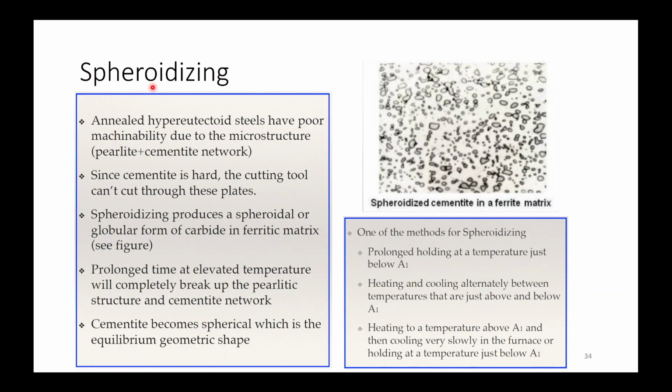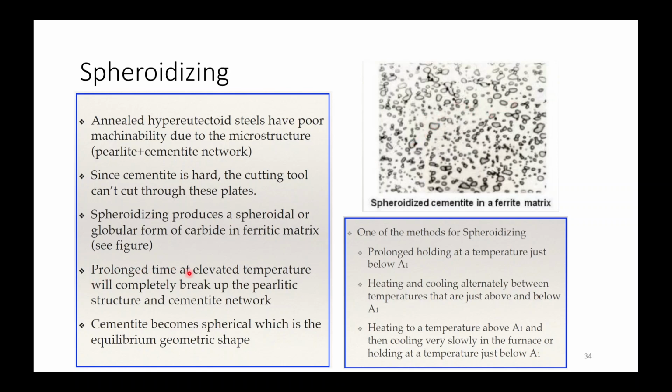Now next is spheroidizing annealing. In this case, annealed hypereutectoid steels have poor machinability due to the microstructure, which has pearlite plus a cementite network. Since cementite is hard, the cutting tool can't cut through these plates. Spheroidizing produces a spheroidal or globular form of carbide in a ferritic matrix, which is shown here. So these are the cementite spheroids in the matrix of ferrite.